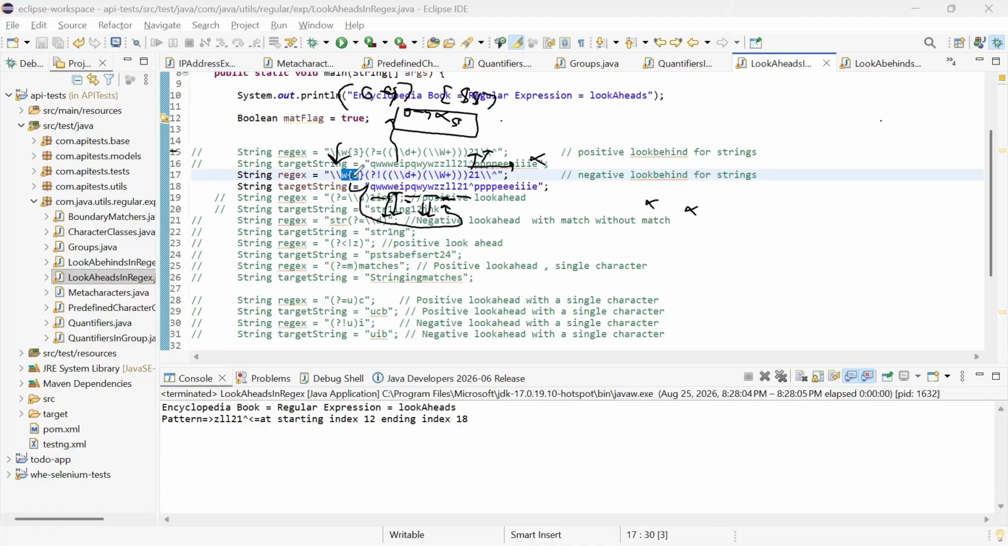Here it will say any word 3 times. So 3 times we don't have any word here because we have a special character here. So it will further move ahead. When it moves ahead, it will capture 3 times P.